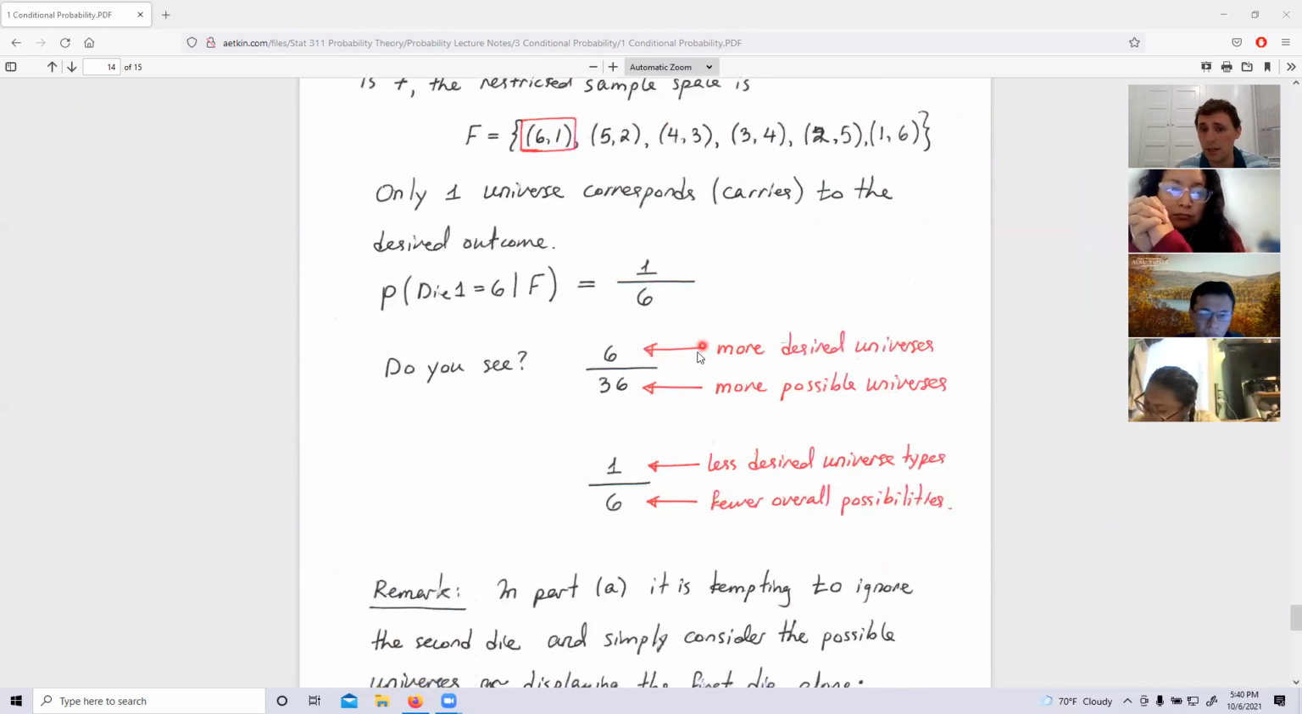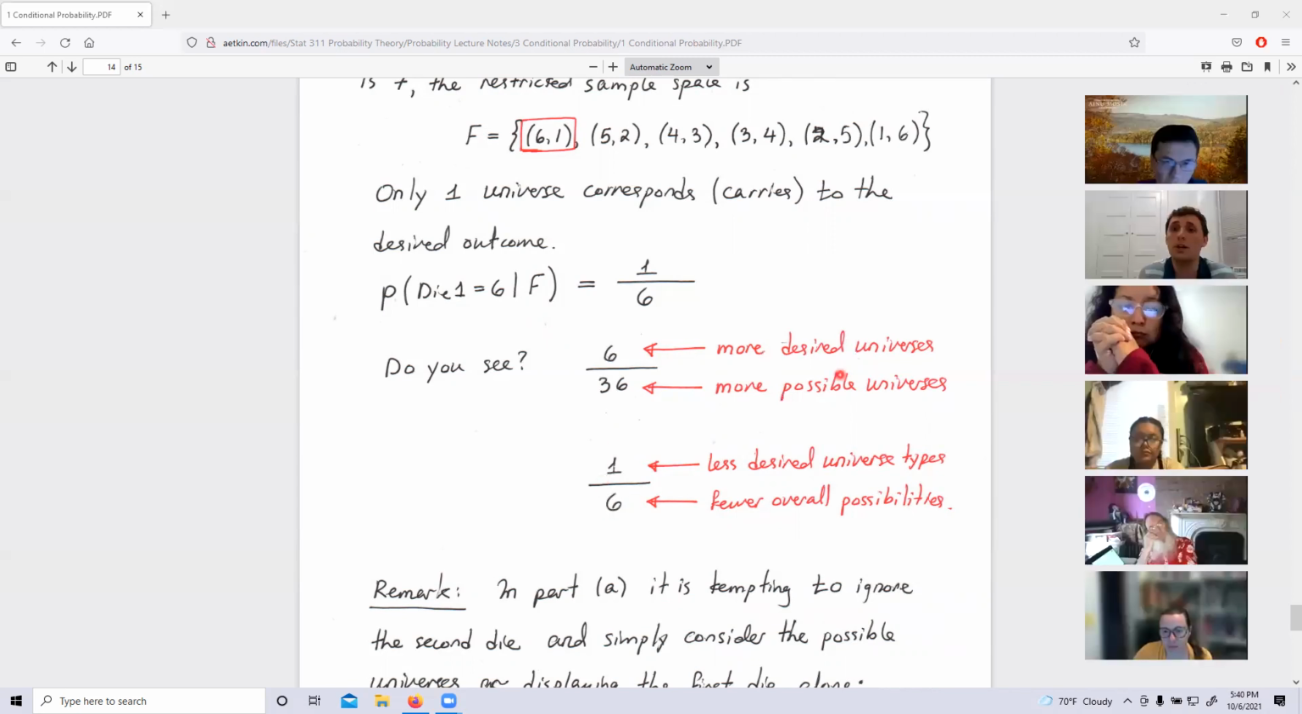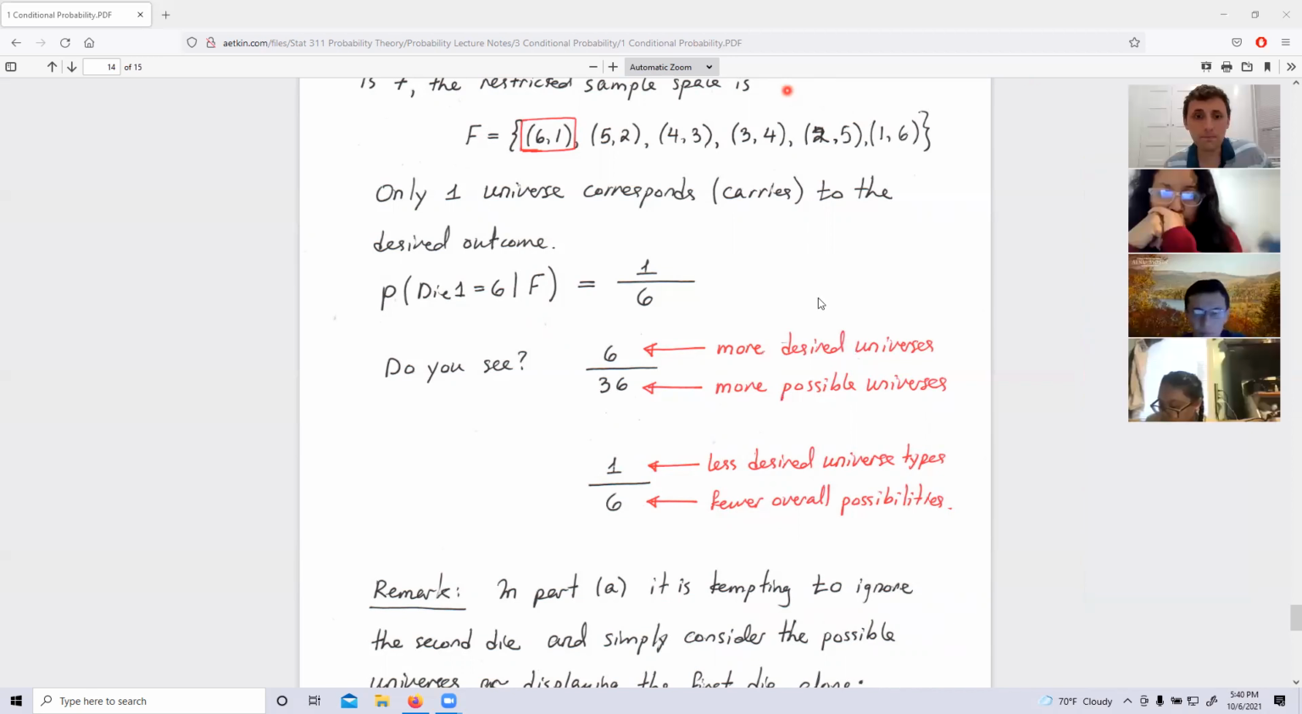And here is what I'm trying to say again. Originally, more universes with desired outcome, but also more universes in general. The information F does affect the number of universes, but does not affect the proportion. You understand? So every information affects the number of universes, but some informations, we're going to learn about independent events soon enough, they do not affect proportion. So they do not affect probability. I hope that's clear. Good.